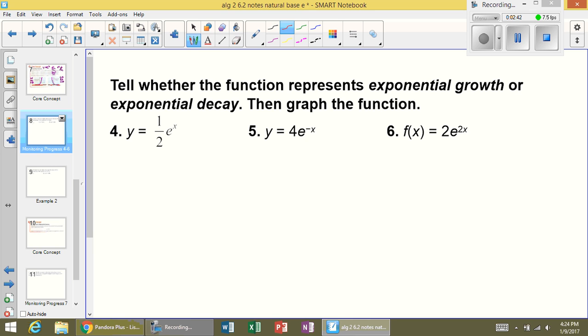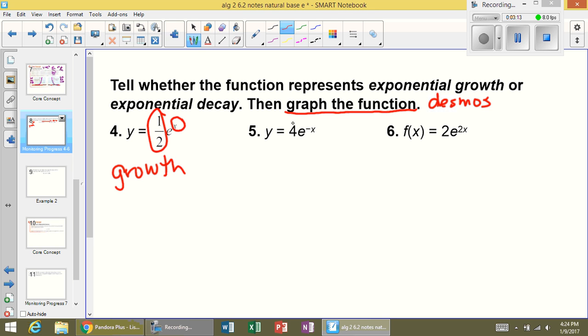So slide number 8, determine whether the function represents growth or decay, and then graph the function. We are actually just going to graph this function on Desmos, where I will let you graph the function and see what it looks like. But y equals 1/2 e to the x. So this number is positive, that's good. And our exponent is positive. So because both of these are positive, this is going to be growth.